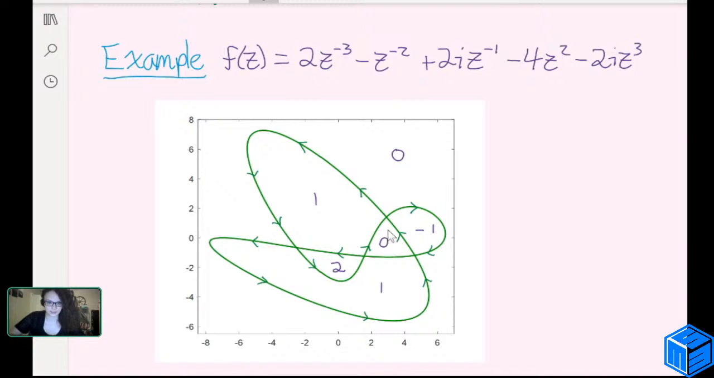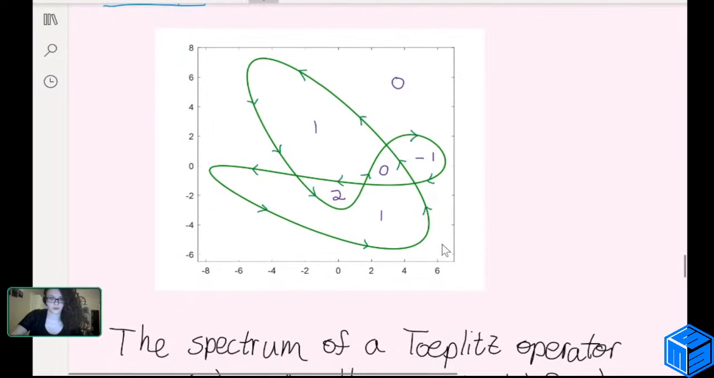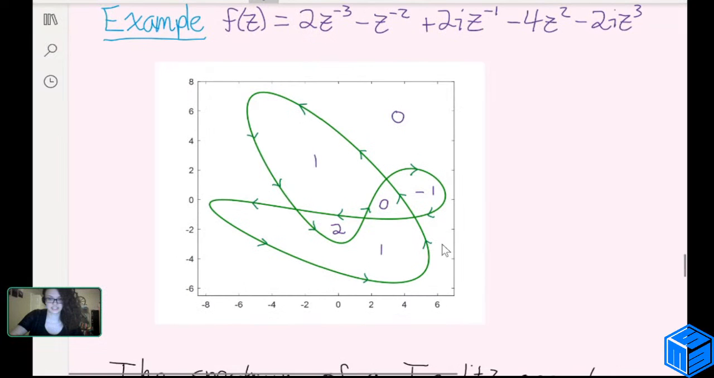And then this 0 is pretty cool, this little triangle almost in the middle. Because what happens is we actually wrap around it twice. But one of the times that it's wrapped around is in the clockwise direction, so that's -1. But then we also wrap around it in the counterclockwise direction once. So the total winding number is 1 plus -1 equals 0. Okay. So that's the winding number.